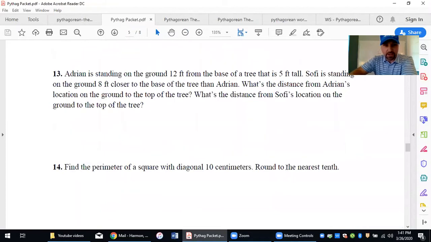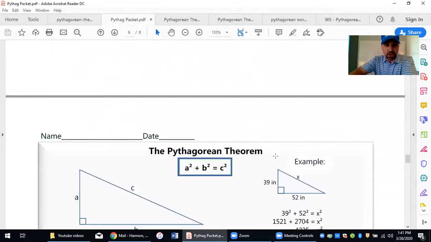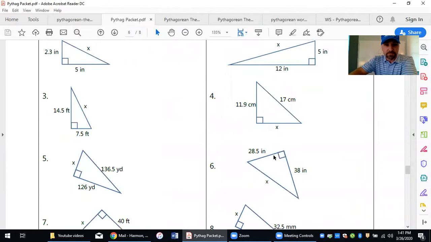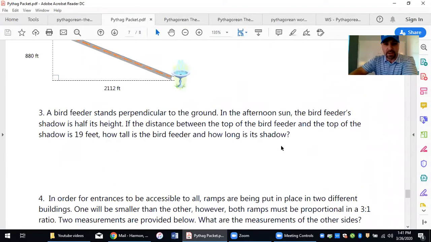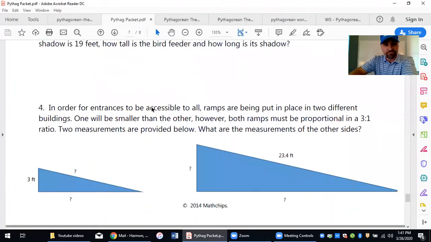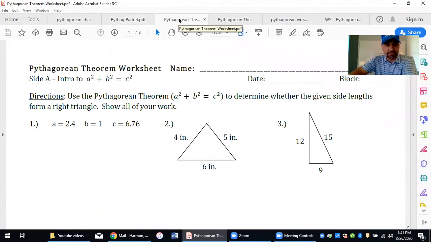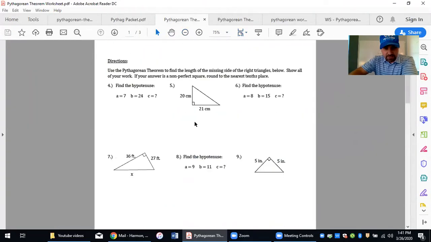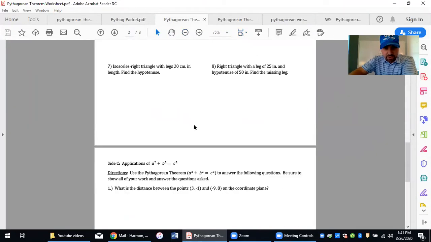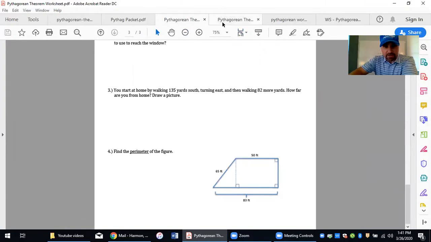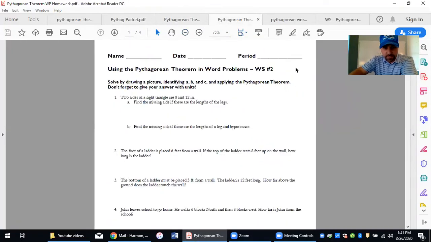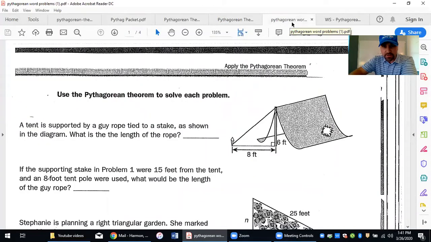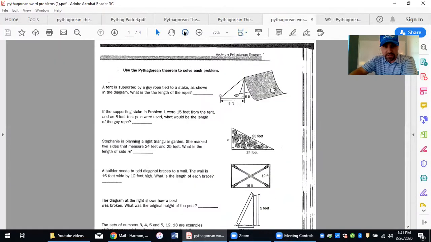Okay, let's do, here's some word problems. Plenty of worksheets. They've got some decimals in them. Just use your calculator. Let's see. I'm just looking at all the worksheets I gave you. I gave you a lot of practice, okay? All Pythagorean theorem. There's some word problems. There's some more word problems. These are a little bit easier.